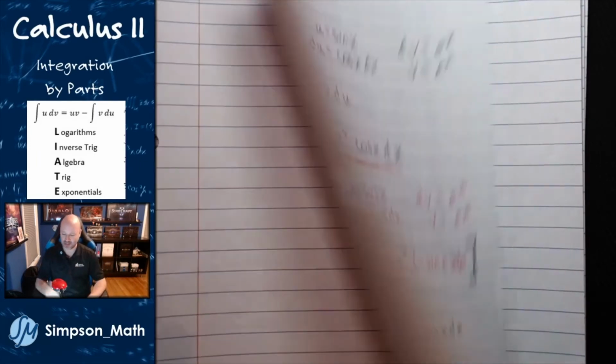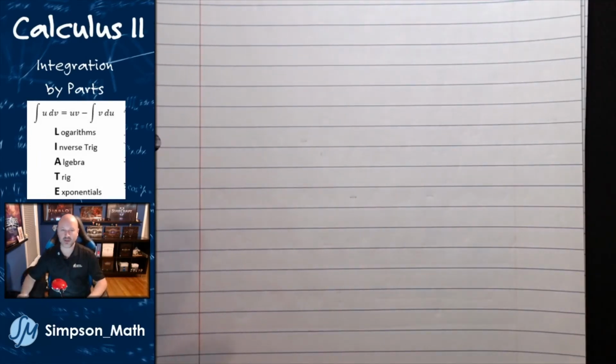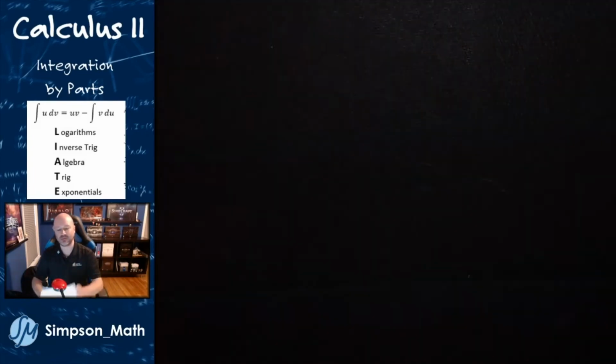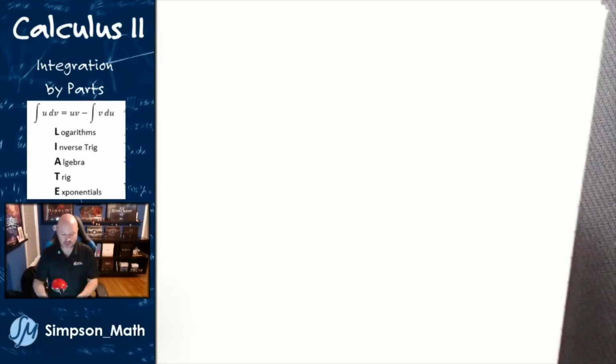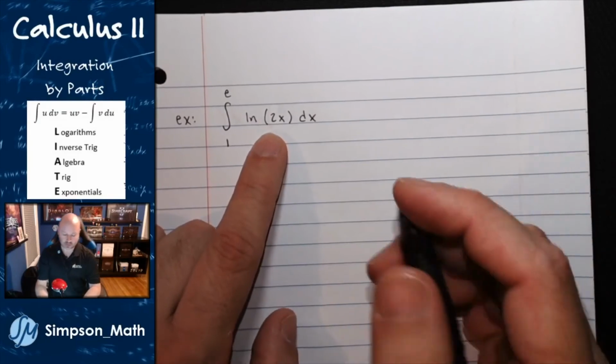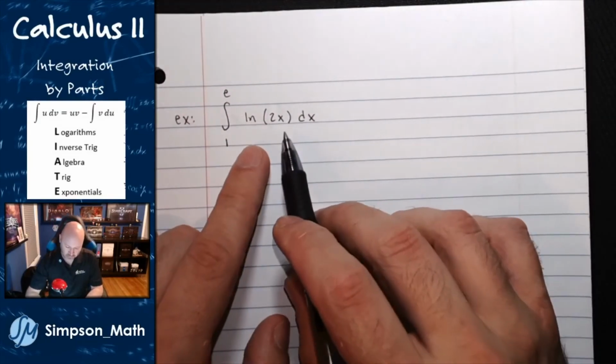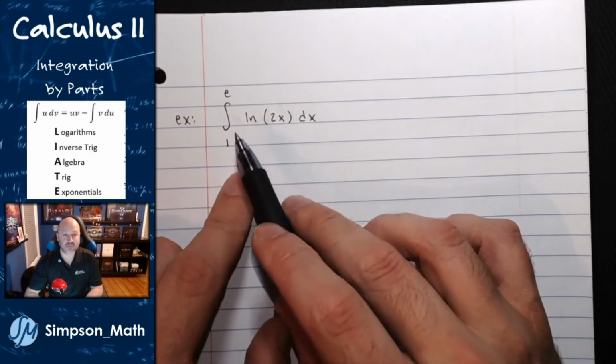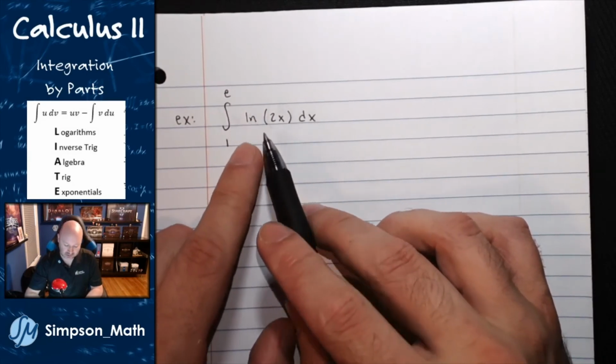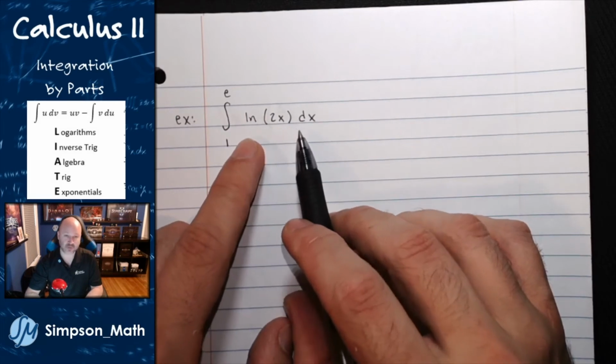My next example has maybe some new notation. We've got those limits of integration back. So let me show you how to handle that. All right. I would like to integrate from 1 to e the natural log of 2x with respect to x.